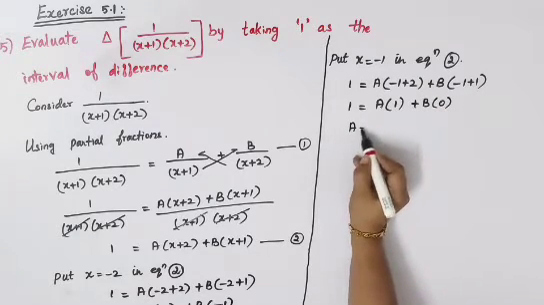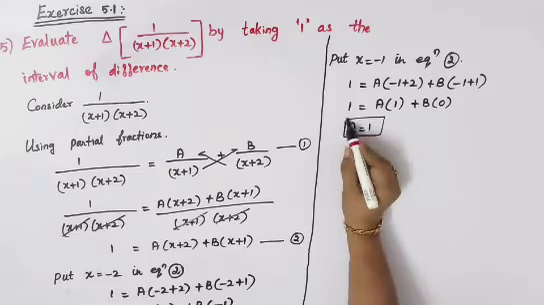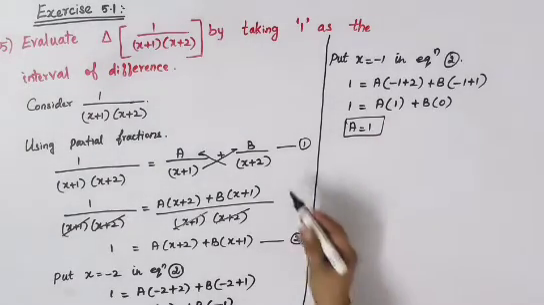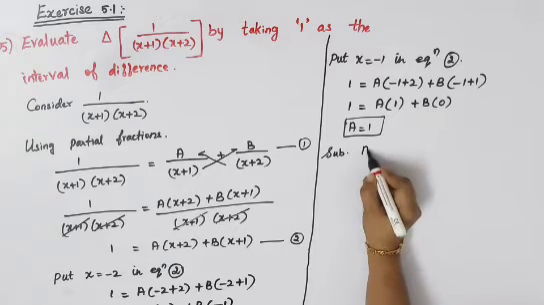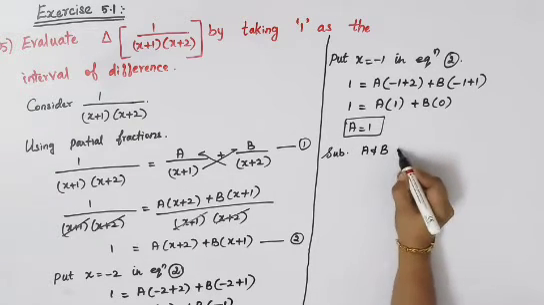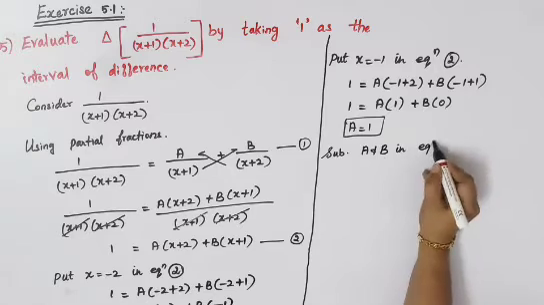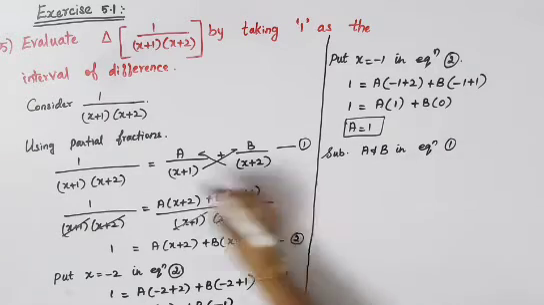So a is equal to 1. So we have got both the values a and b, just substitute in equation 1. So substituting a and b in equation 1. Here you will have to substitute it.